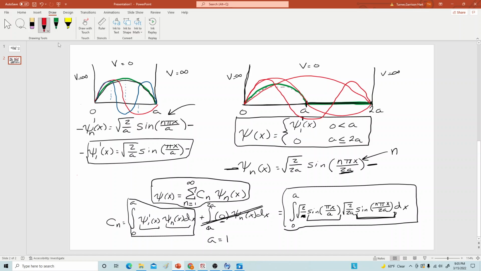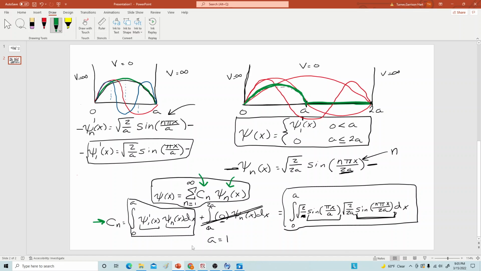And so the claim is that the function in green here, this piecewise function, can be written as the sum of these expanded states, if we know what the coefficients are, and we calculate the coefficients with this integral. Okay? So that's what we're going to do.